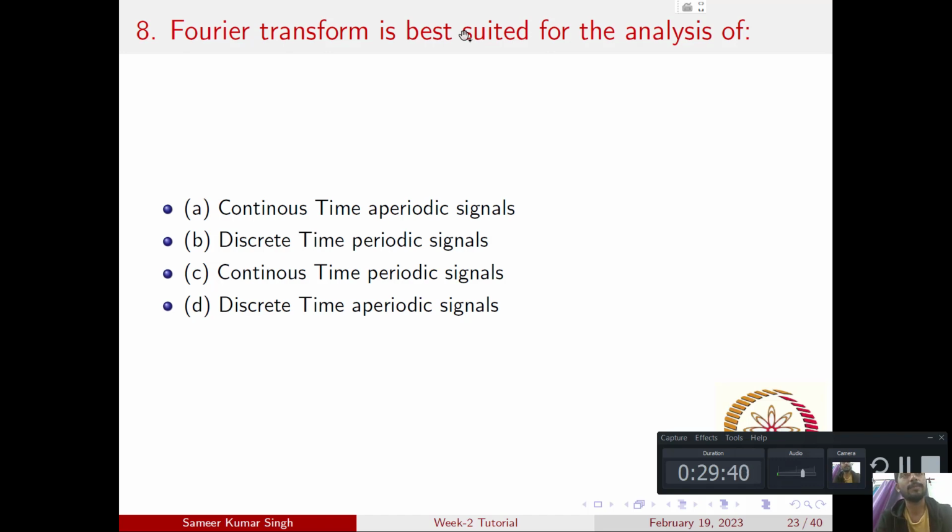I will wait for 1 minute. Try this. In the last session, we discussed the Fourier series, where the question was what the Fourier series is best suited for. Here we are talking about the Fourier transform. We have four options: continuous time aperiodic signal, discrete time periodic signal, continuous time periodic signal, and discrete time aperiodic signal.